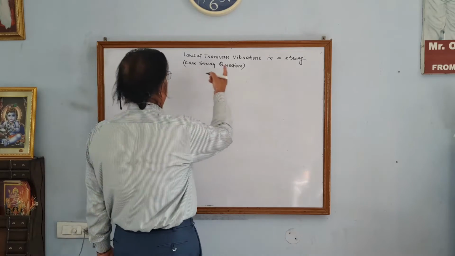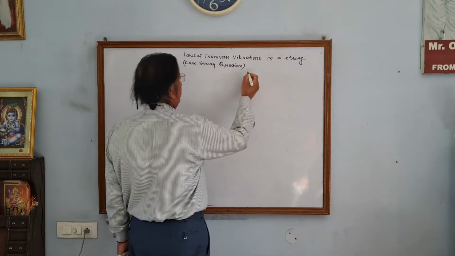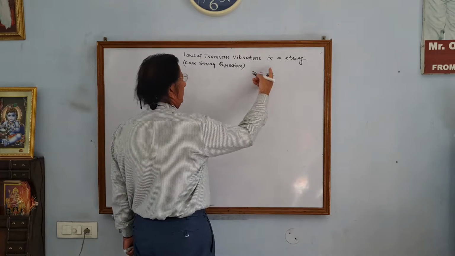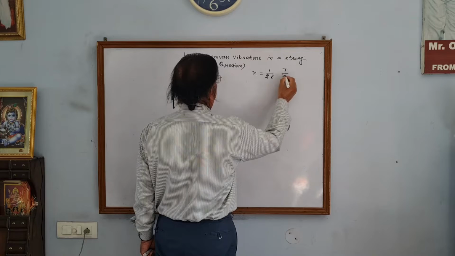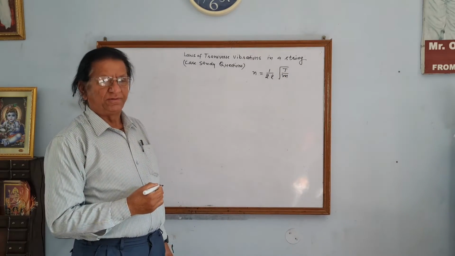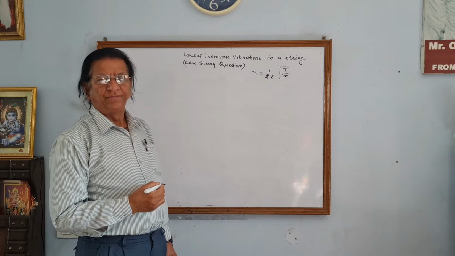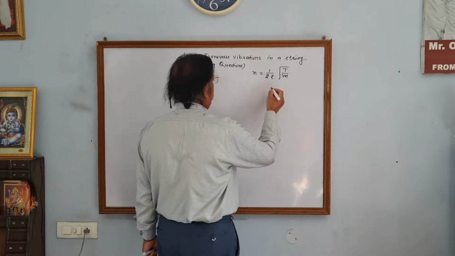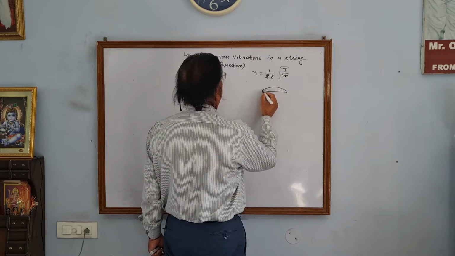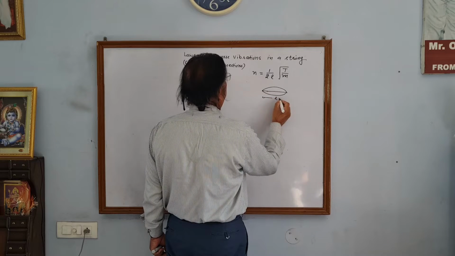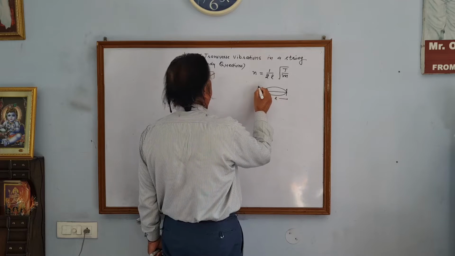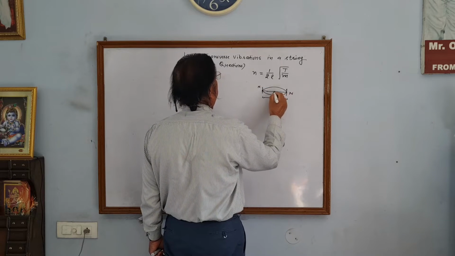For example, the fundamental frequency with which a string is made to oscillate, the formula is n is equal to 1 over 2L under root T by m. This is the fundamental note, the minimum frequency with which a string is made to vibrate. L is the length of the string. Ends are fixed. Nodes at the ends and antinode in the middle.